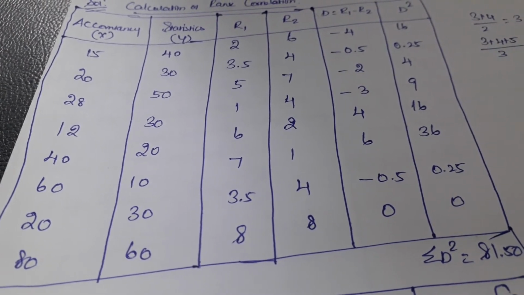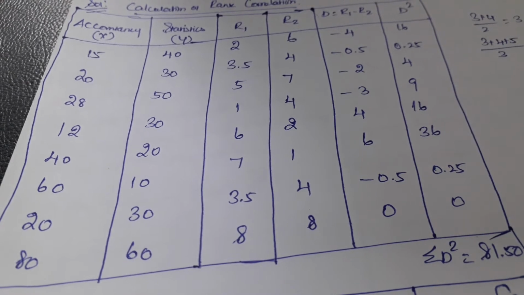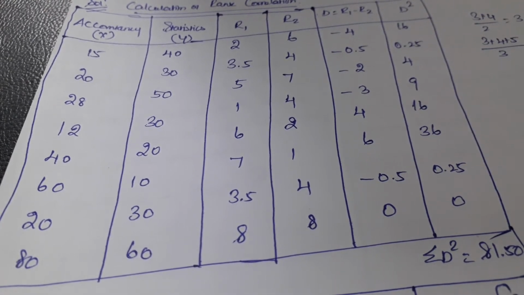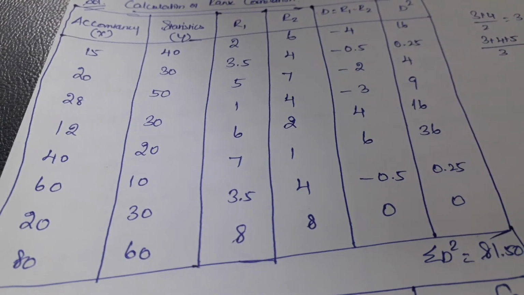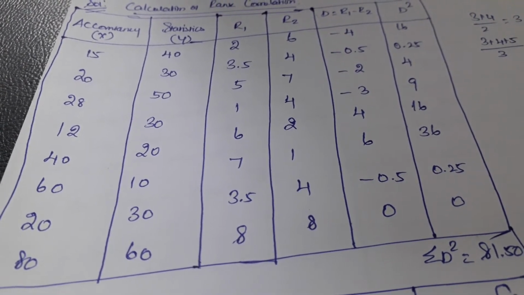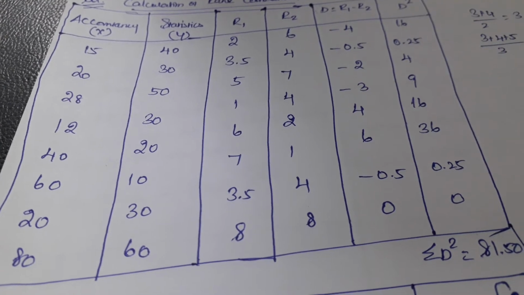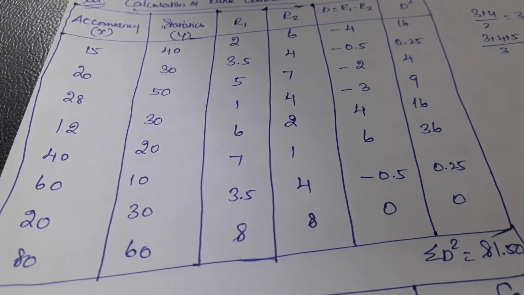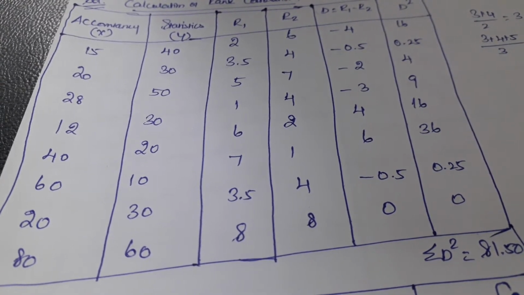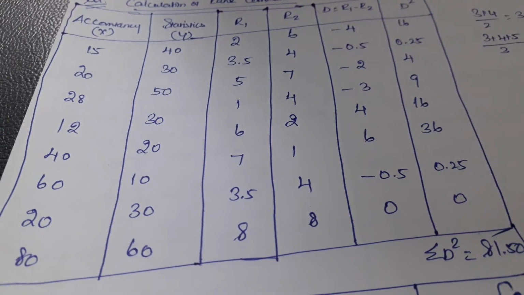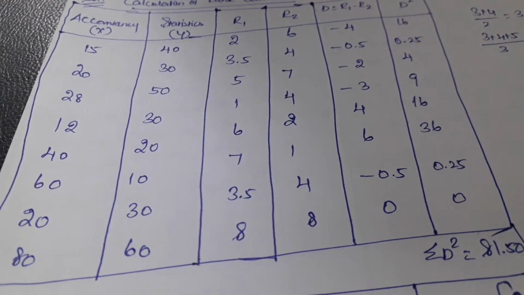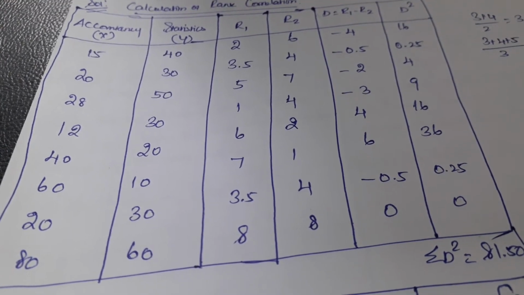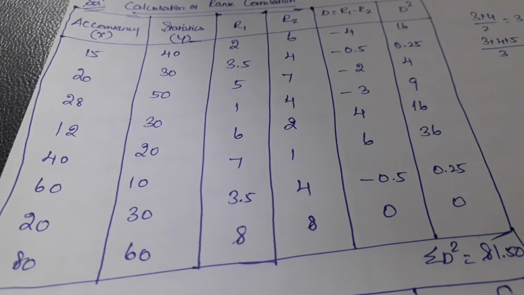Then second, the lowest value is 15. So we need to provide the second rank to him. The next we need to provide is the third rank. But the problem here is that the mark holder of 20 is 2 students. So we need to take the average of third and fourth. Then we need to provide the third and fourth rank.